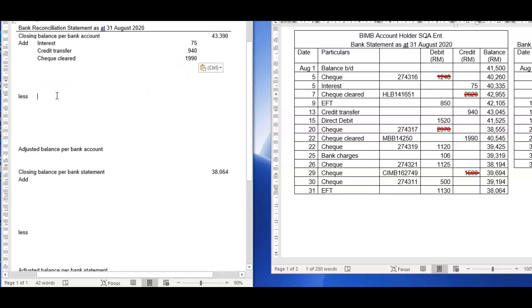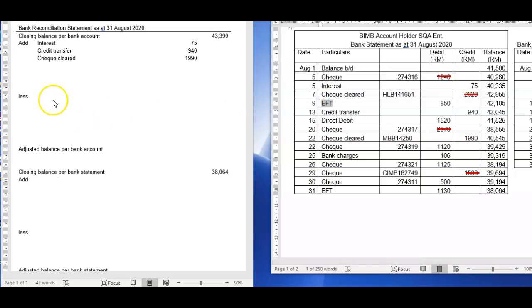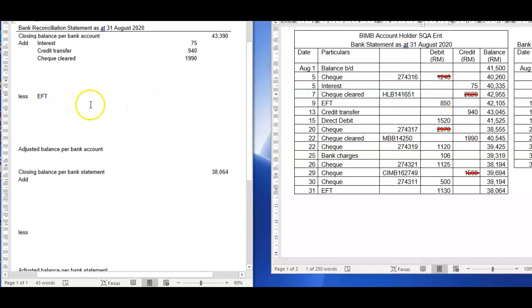And now for less, it is from the debit side. One is 850, the EFT, electronic fund transfer. Electronic fund transfer is more or less like a credit transfer, but using electronic devices, for example ATM machines, cash deposit machines, online banking, mobile banking, and so on. So all these electronic transfers, since they are on the debit side, you will put them on the less part, and you continue the records, transferring the figures from the bank statement. However, for the EFT and direct debit, there is no reference number given, so you don't need to put it there.